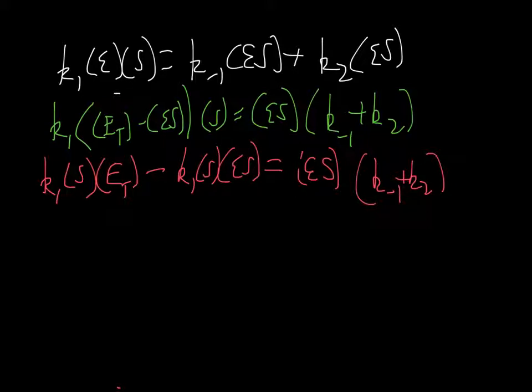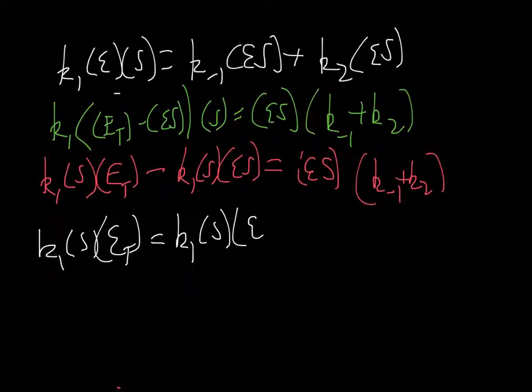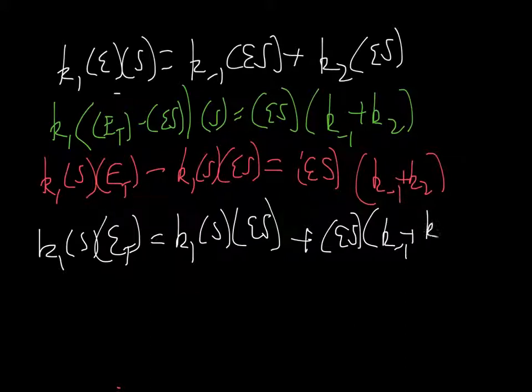So that way we get, and I'll switch colors again, K1 times S times ET is equal to K1 S ES plus ES times K minus 1 plus K2.